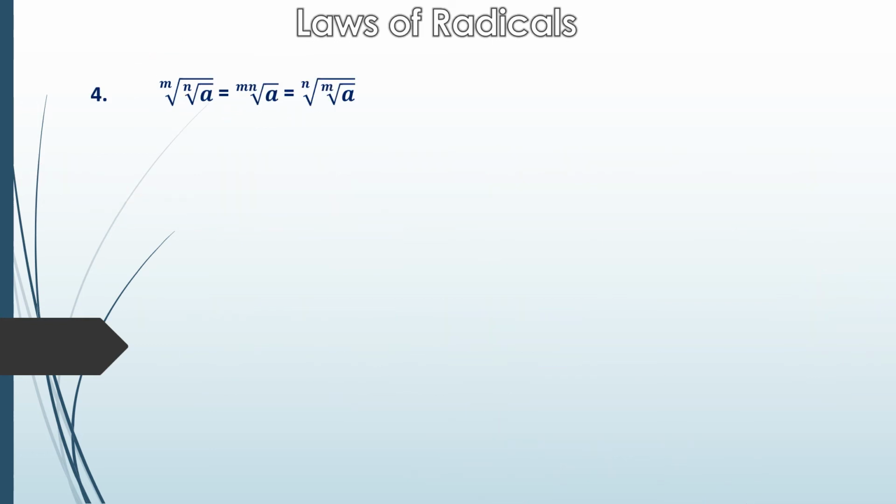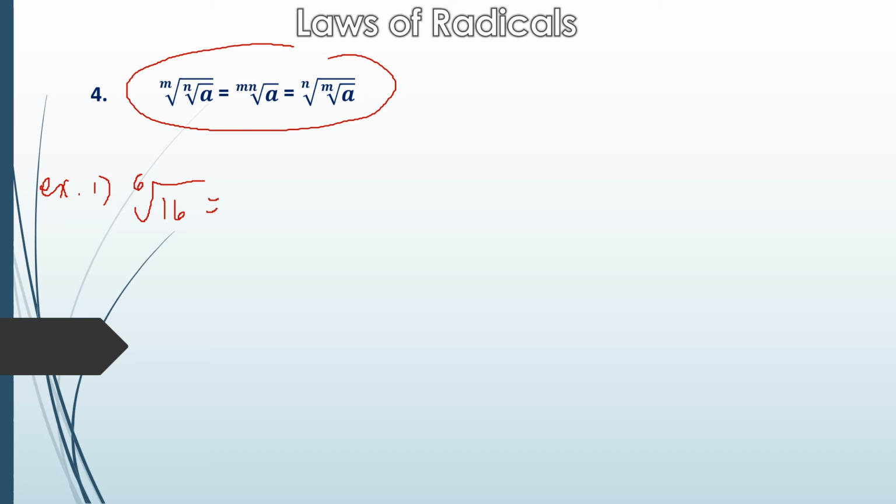For the fourth law of radical, we have the mth root of the nth root of a is equal to the mnth root of a, and is also equal to the nth root of the mth root of a. Say for example, we have the sixth root of 16. So applying the given law, this is also the same as the cube root of the square root of 16.